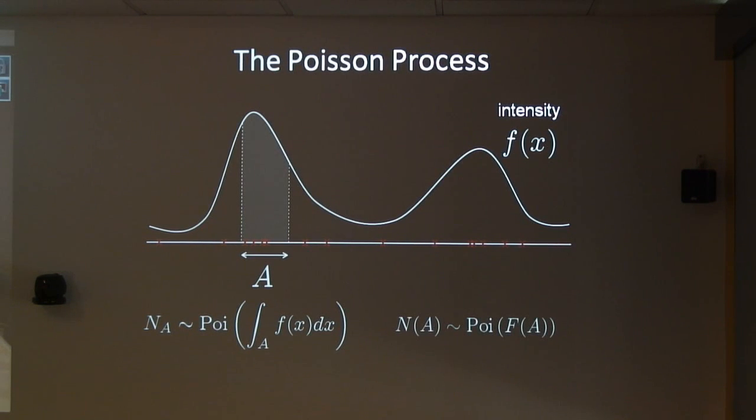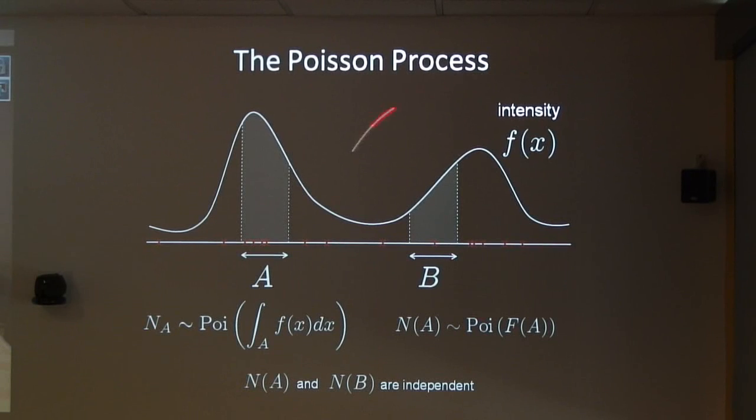So an important property of the Poisson process is that if you have two intervals that are disjoint, then the number of points that fall into one or the other is independent. So if you're struck by lightning, that doesn't make it more or less likely that someone next to you will be struck by lightning too.